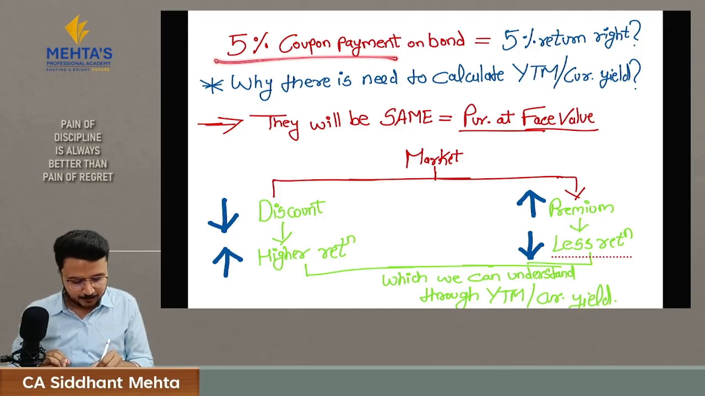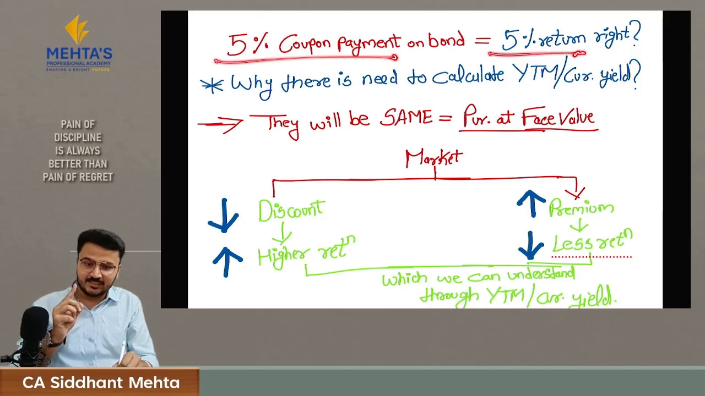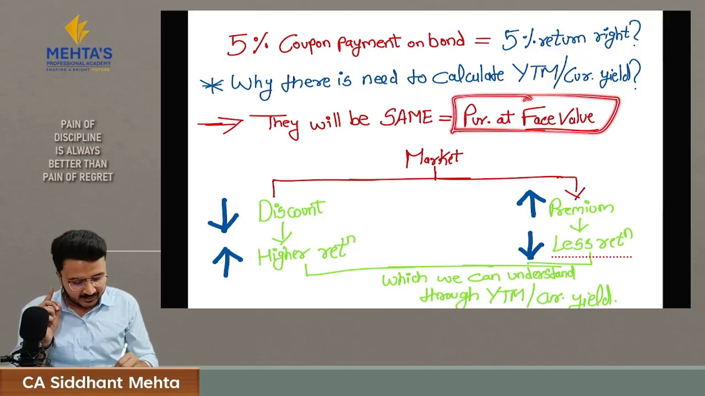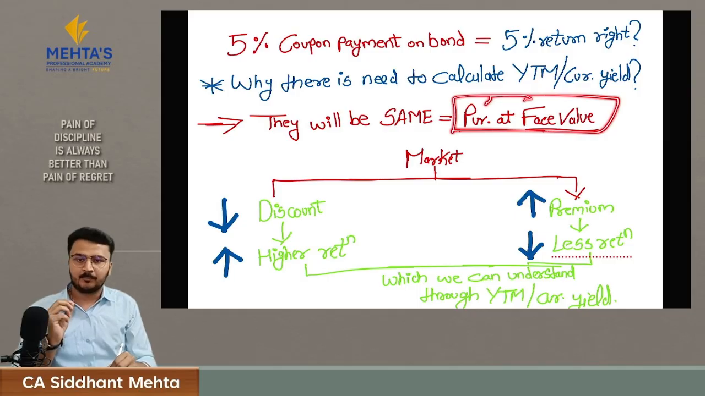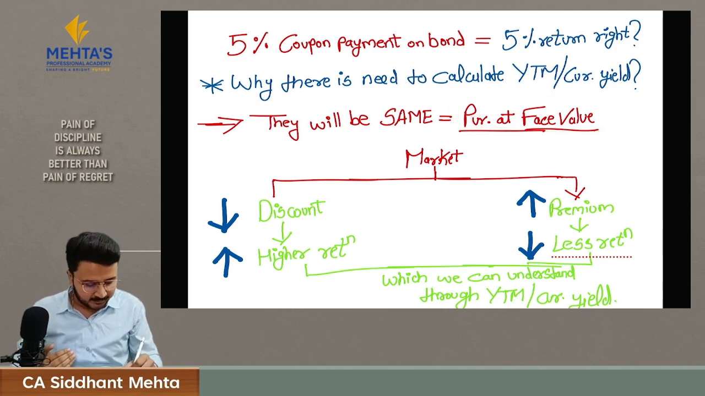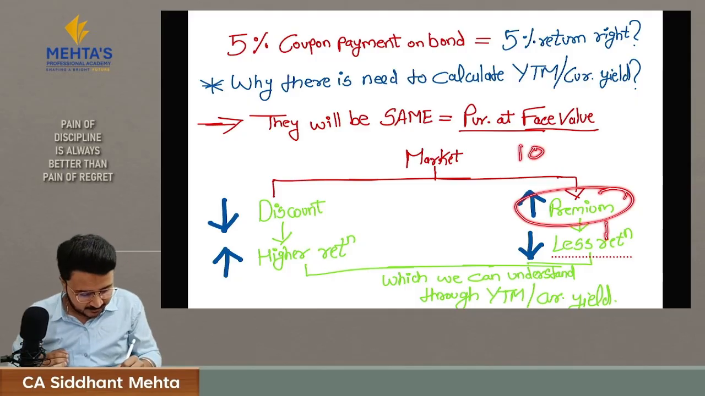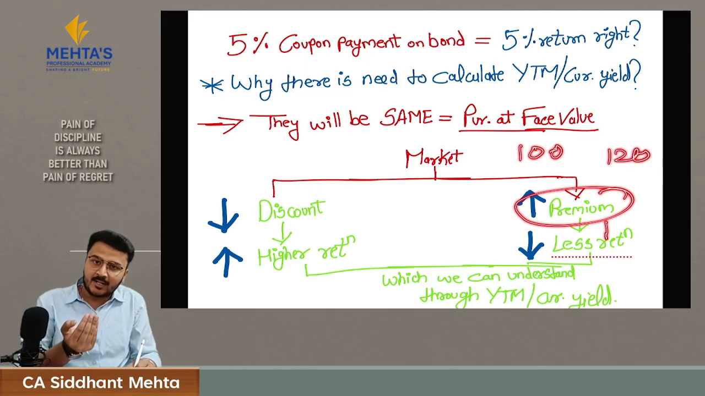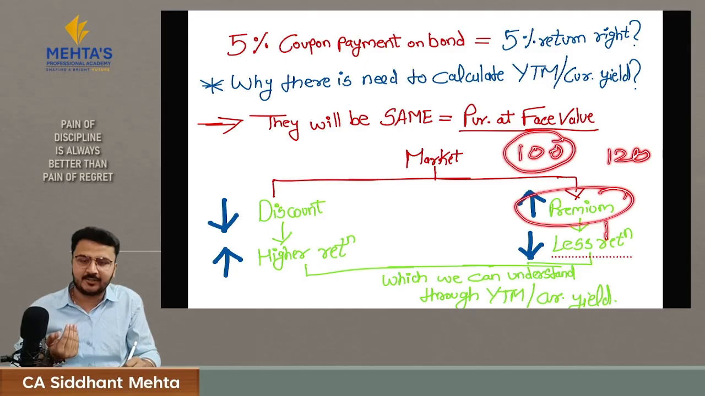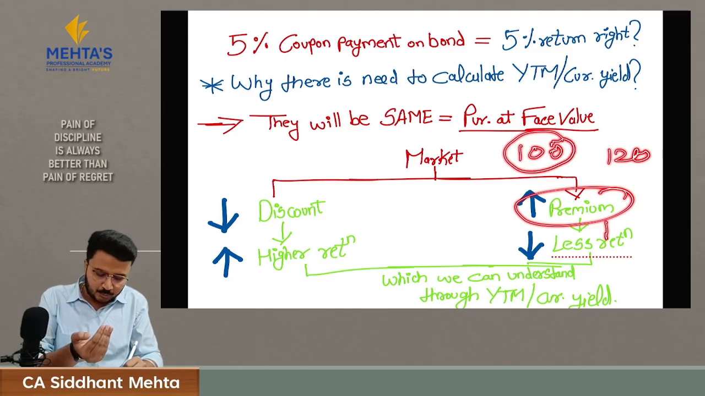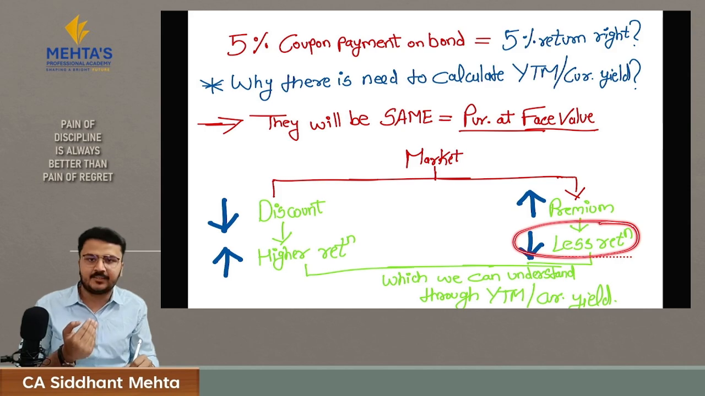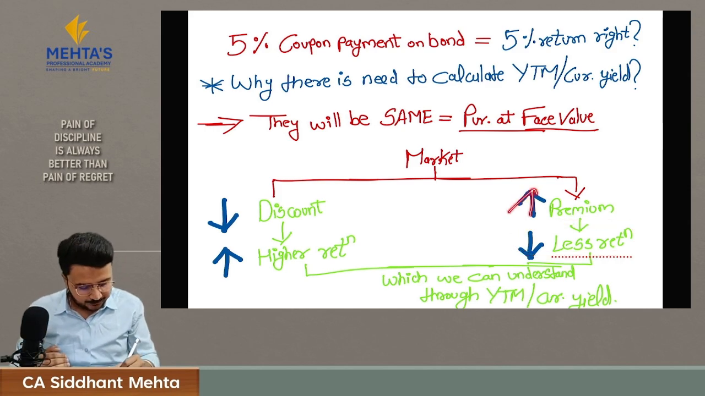Your 5% coupon payment will be a 5% return only when you are purchasing the bond at the face value, that is at par value. But in markets, sometimes your bond will be traded at a premium, sometimes at a discount, and you have to buy at that price. If you're buying the bond at a premium price, then you will have less return, because the face value of the bond is 100 rupees and you're buying it at 120 rupees, you're paying 20 rupees extra, and at the time of principal repayment you will get only 100 rupees. So you have paid 20 rupees extra, so at the end you will have less return. So high price, less return.